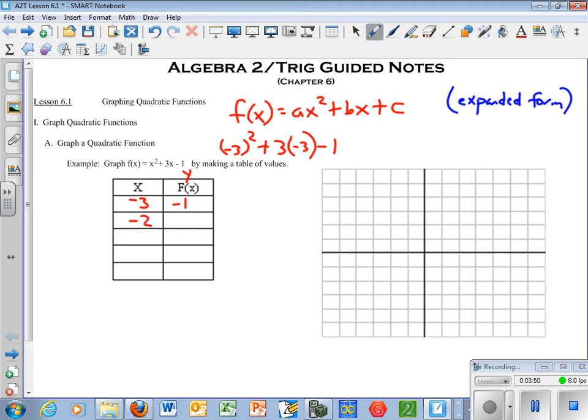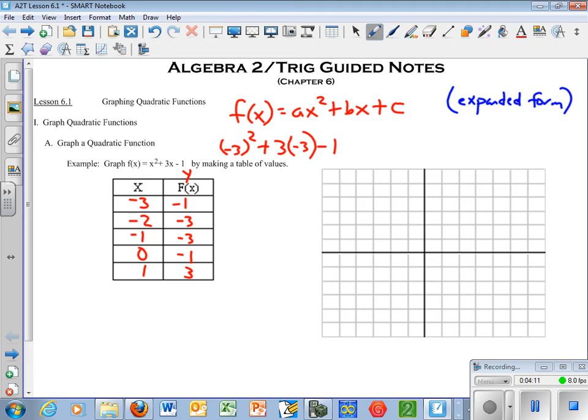At an x value of negative 2, the y or f of x value was negative 3. At negative 1, we're at negative 3. At 0, we're at negative 1. And at 1, we're at 3. Okay, so there's my table of values. Now, obviously, you could go out further in the negatives or further in the positives with x, but let's plot those points.